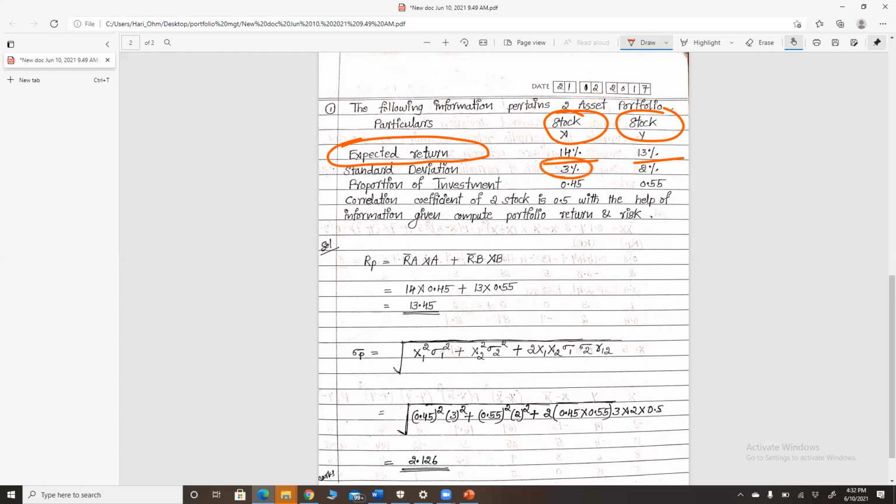Standard deviation is also given, 3 and 2. Then proportion of investment, that is 0.45 and 0.55. Correlation coefficient of two stocks is 0.5. With the help of the information given, compute portfolio return and portfolio risk. You need to calculate RP and standard deviation P. Expected return, standard deviation, proportion of investment, as well as correlation coefficient are all given. So you need to calculate portfolio return and portfolio risk. Hope you are clear.